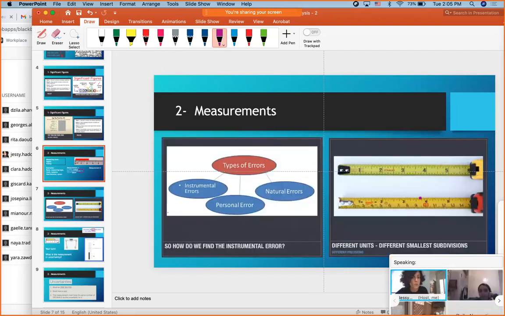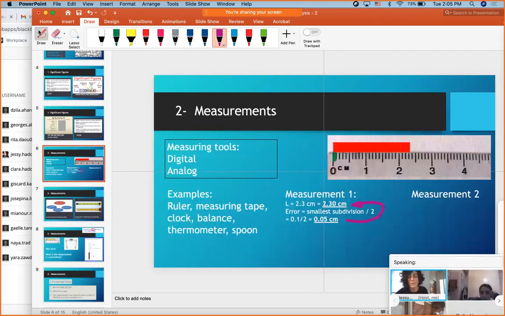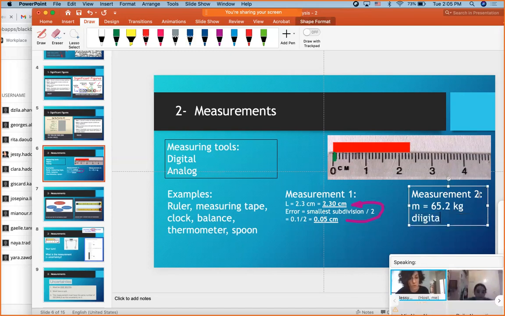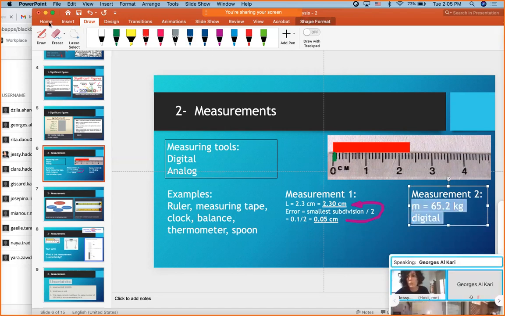Probably I confused you a bit. Let us try to do another measurement that is digital, and I can ask George to help me. So George, let us talk a bit about my neighbor. My neighbor measured his mass and it was 65.2 kilograms. My neighbor used a digital measuring tool. Are you with me, George? Yes, I'm with you.